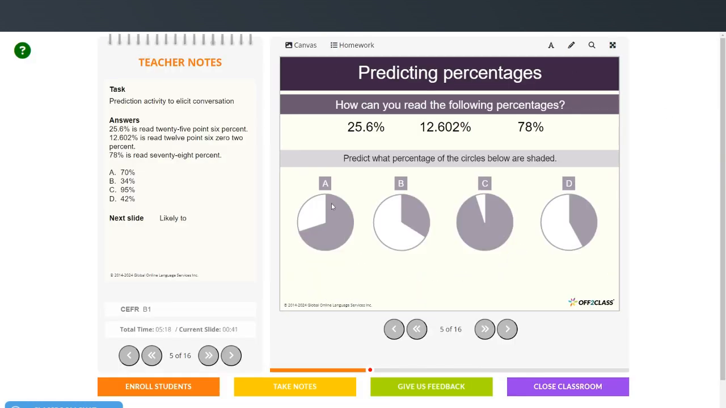All right, so for picture A, we would say that's about 70%, so not quite 3/4. Picture B, 34%, so a little over a third. So just about a third. Picture C, 95%. There's only a very small percentage that is not shaded. And picture D, it's not quite half, so we would say 42%.